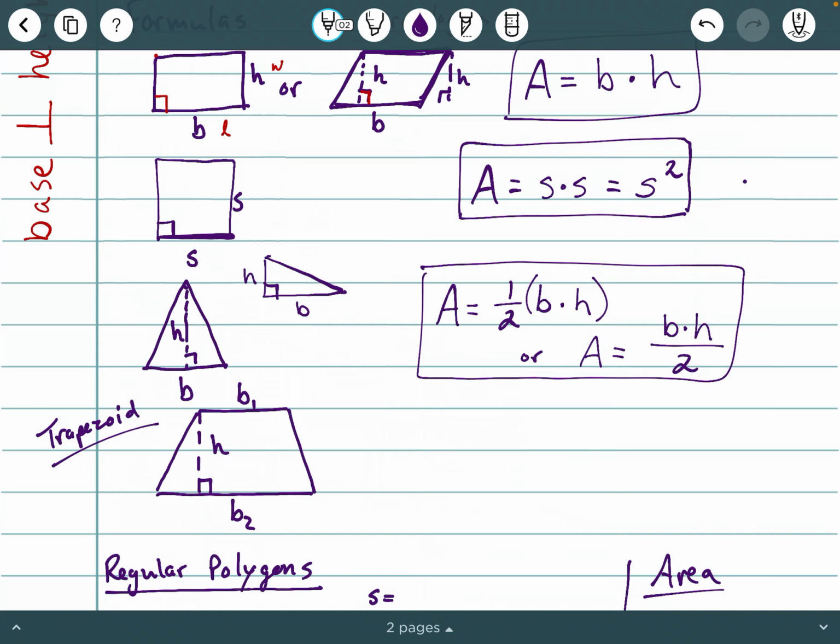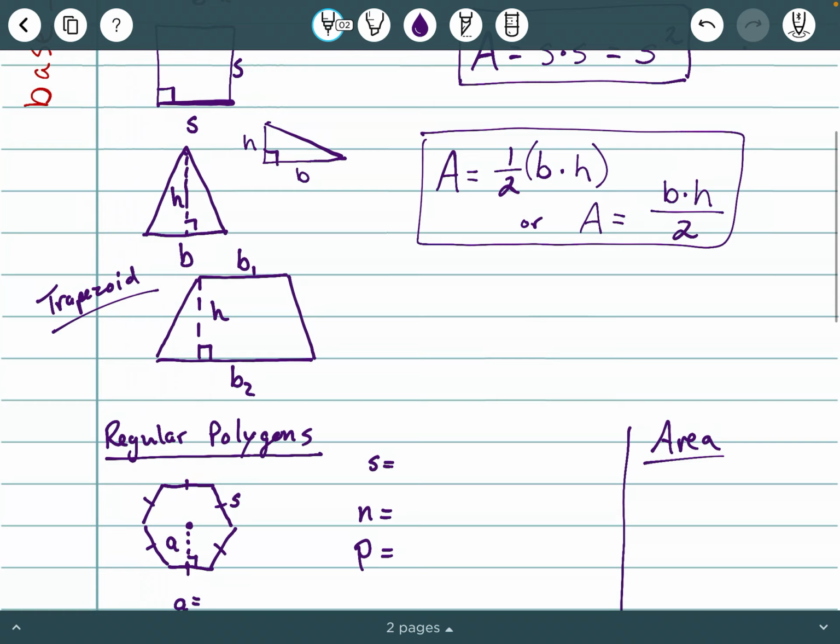And that leads us into some different figures that have slightly different formulas. The first of those is called a trapezoid. A trapezoid is a four-sided polygon, or a quadrilateral, where there's exactly one pair of parallel opposite sides. These two lines are parallel to each other in this trapezoid. Those parallel sides are called bases, B1 and B2. Then the distance from one base to the other is the height measurement.